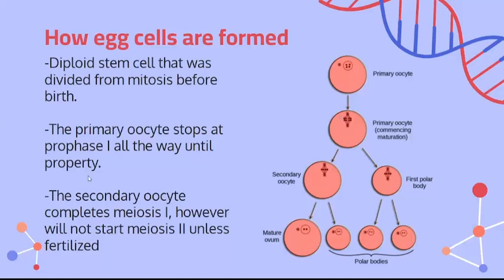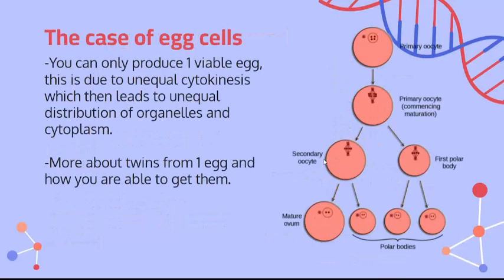It will stop here and all the way until puberty. It will not grow. It will not do anything. It's just there. The secondary oocyte completes meiosis 1. However, it will not start anything after that. It will not start meiosis 2 unless it's fertilized. So we're going to look at the weird case of what's happening with this egg cell.